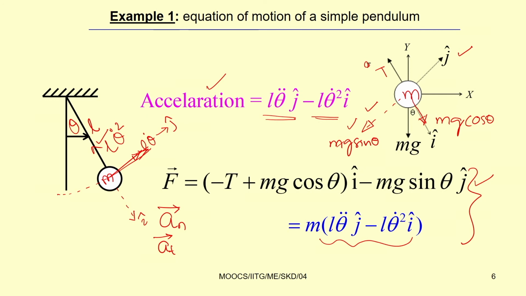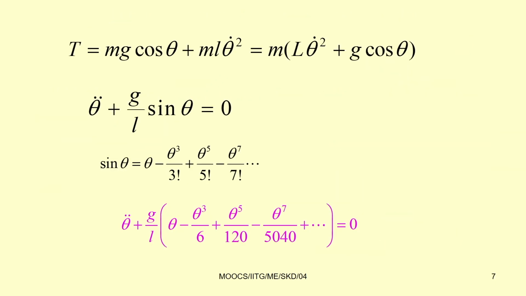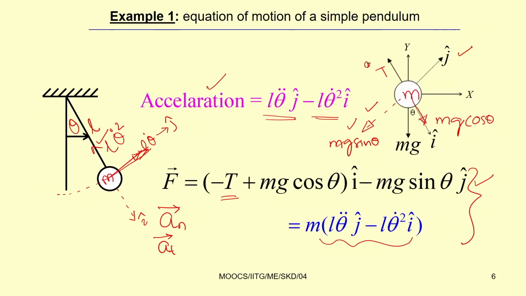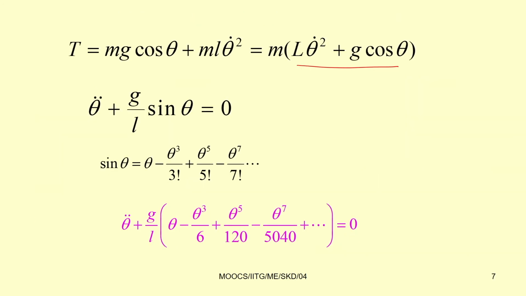Now, equating the i component and j component, we can get the tension in the string and also the resulting equation of motion. We get T equal to mg cos theta plus m L theta dot square, or taking m common, m times L theta dot square plus g cos theta. Taking the j component, minus mg sin theta equals m L theta double dot, or theta double dot plus g by L sin theta equals 0.